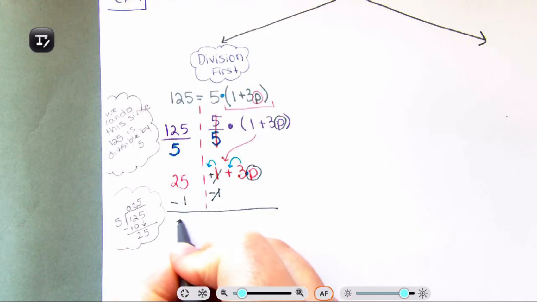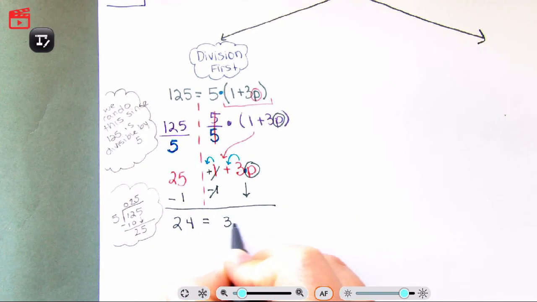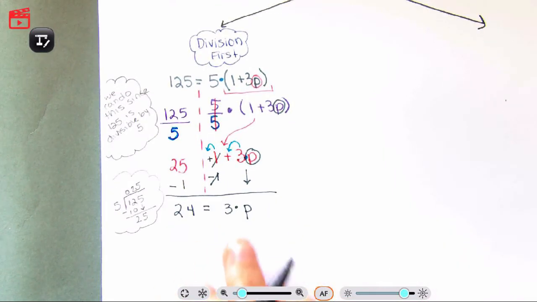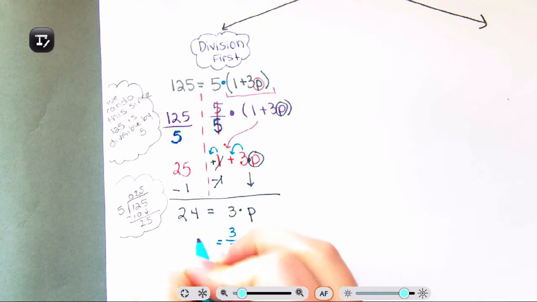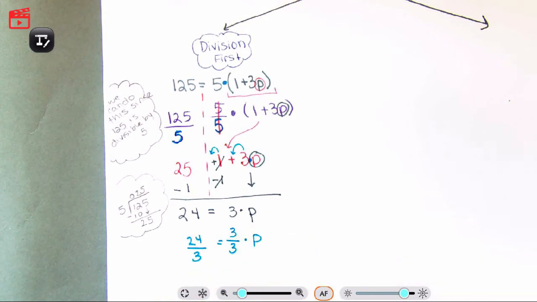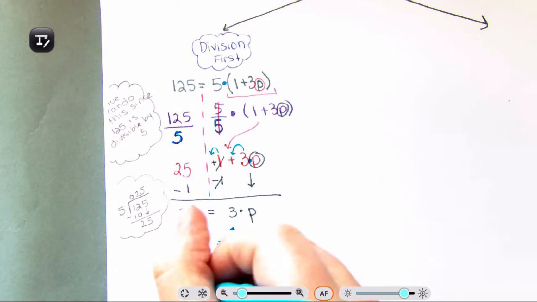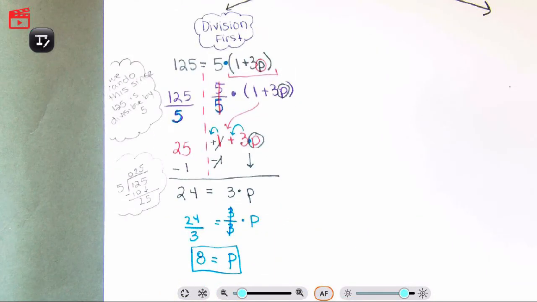25 minus 1 is 24. I'm going to bring down the positive 3p, 3 times p. Again, I'm not going to write plus because it is implied. So 3 times p, I'm going to say 3 divided by 3 times p, 24 divided by 3. Same numbers, cross them out. P is then equal to 24 divided by 3, and that is 8. Is your variable by itself? Yes. Therefore, you are done.